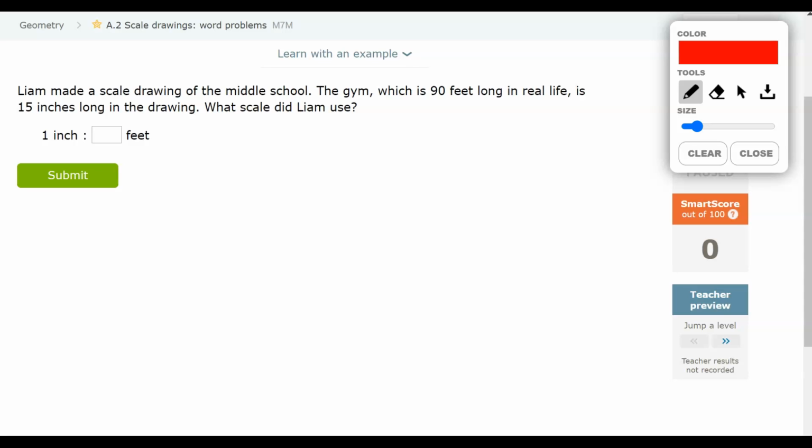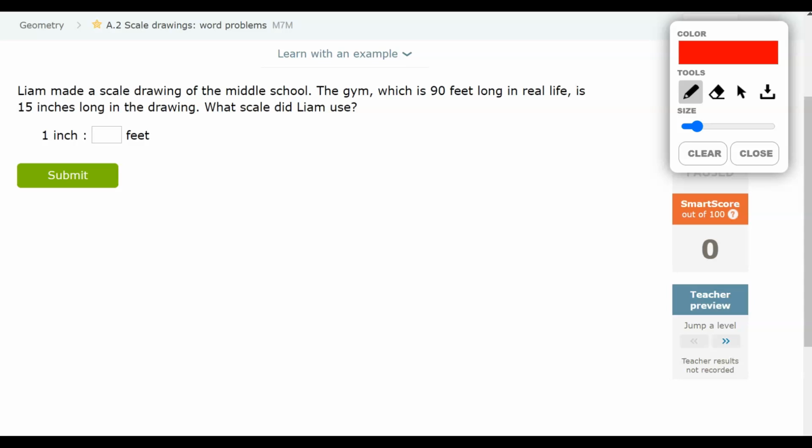Alright, so the first thing, we'll just read it. Liam made a scale drawing of a middle school. The gym, which is 90 feet long in real life, is 15 inches long in the drawing. What scale did Liam use? So we're trying to find the scale.